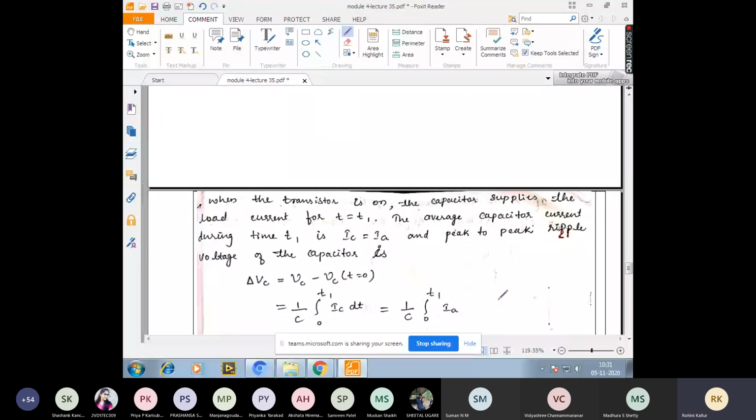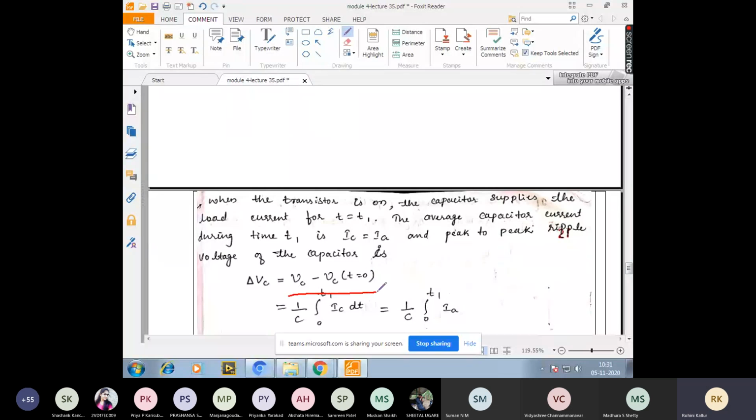Then we'll be writing the equation for delta Vc. So for delta Vc, when the transistor is on, the capacitor supplies the load current for the time duration T equal to T1. That means the capacitor current, whatever we had in the capacitor, was acting as a load current, correct? And the average capacitor current during the time period T1 is nothing but Ic is equal to Ia. And the peak to peak ripple voltage of the capacitor, that is delta Vc, we have to calculate.